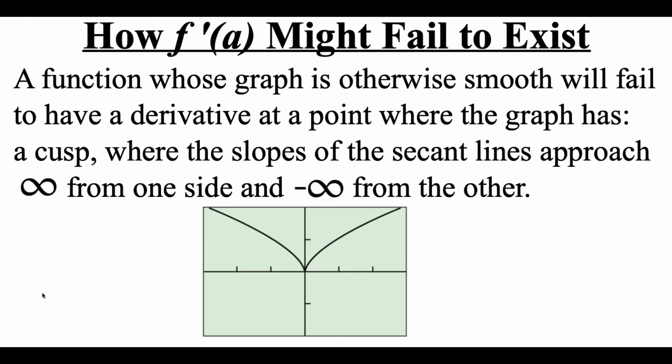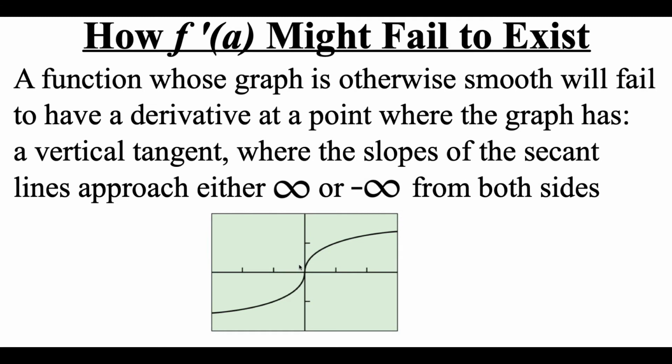Now the next place that a graph wouldn't have a derivative is any point where there's a cusp on the graph, and a cusp is kind of like a corner, but the graph is more rounded as it's coming in there. So what's happening at this cusp is as we get closer to this x value of 0, on one side our slopes are approaching +infinity, and on the other side our slopes are approaching -infinity.